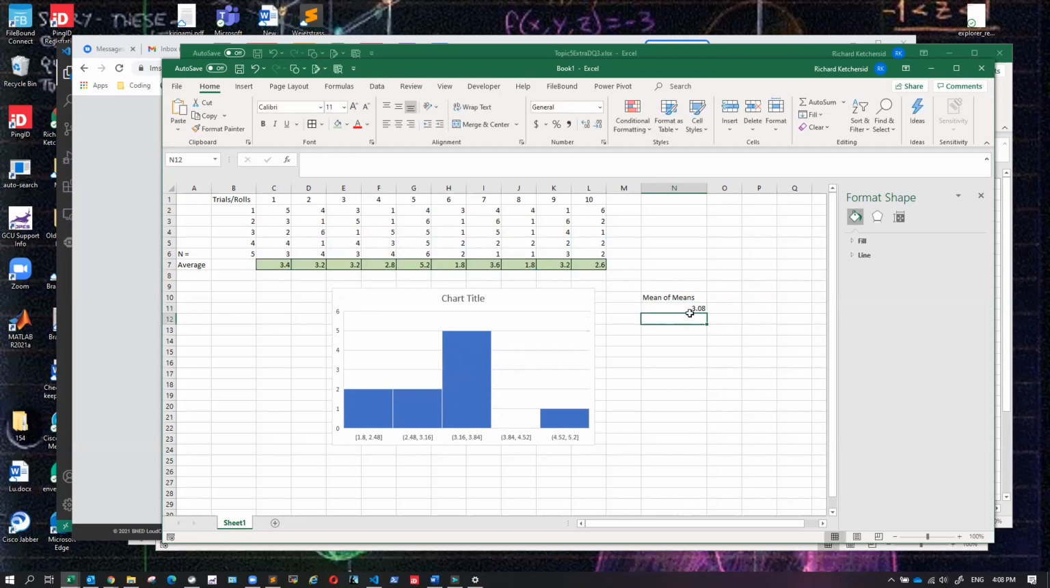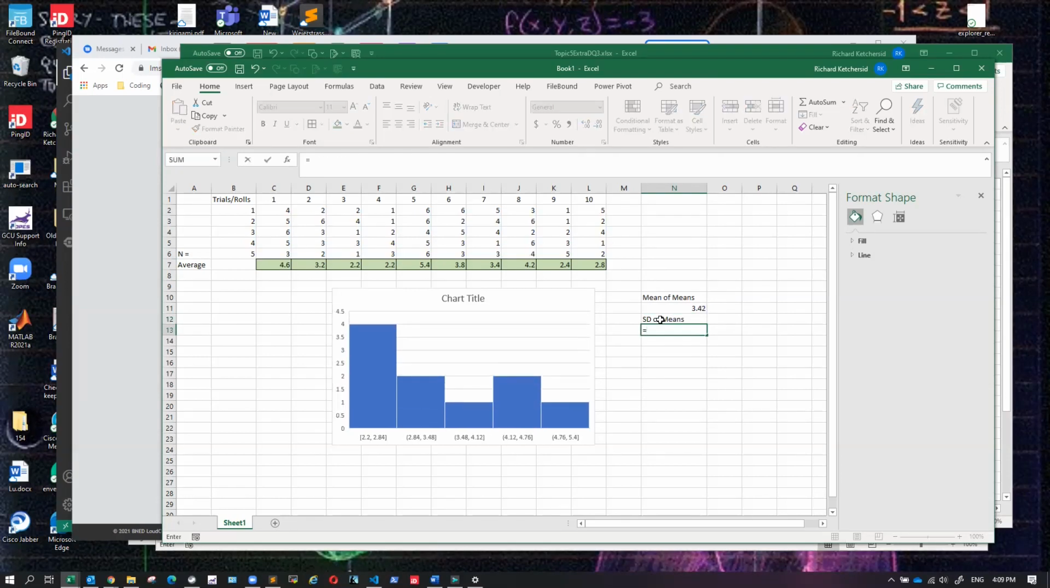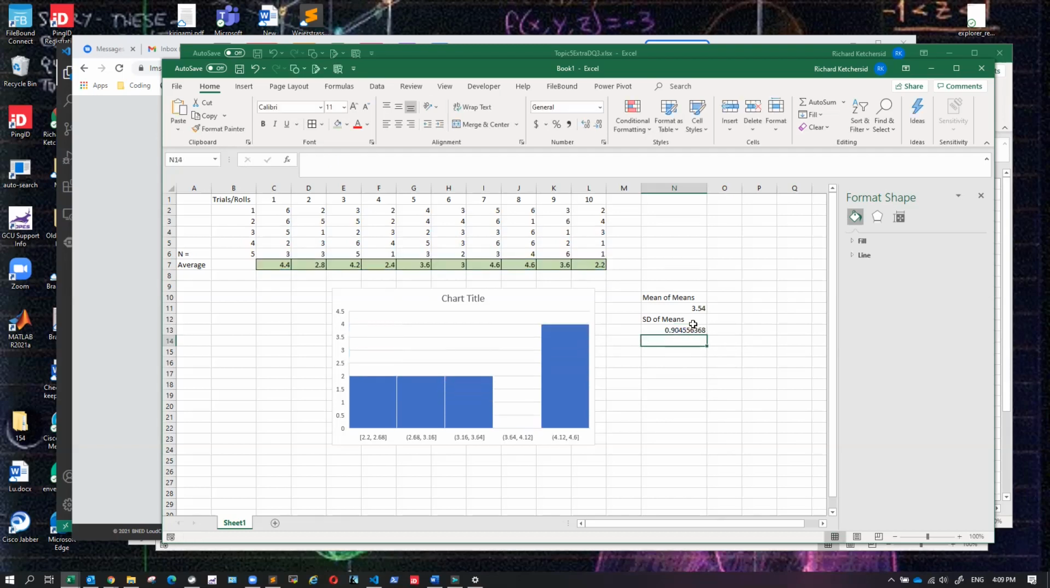So the average of all the means is 3.08 here, but I could also take the standard deviation of the means. So this would be equal to the ST dev of that same set of numbers, right? Excel makes all the calculations easy. And let me get rid of some decimal places. So there's the standard deviation.